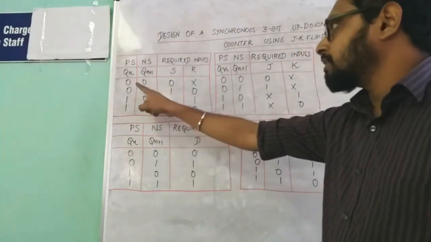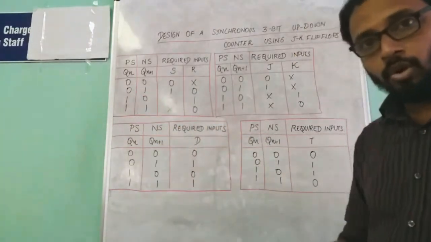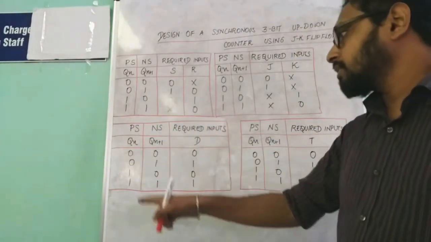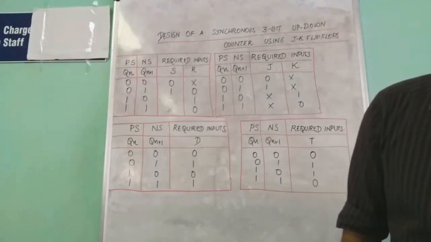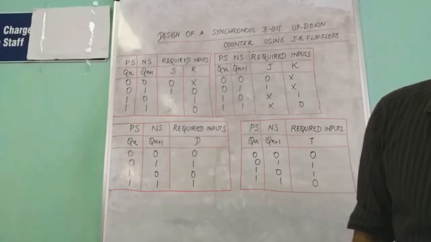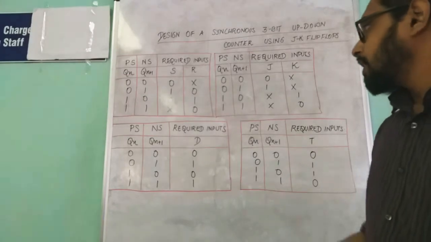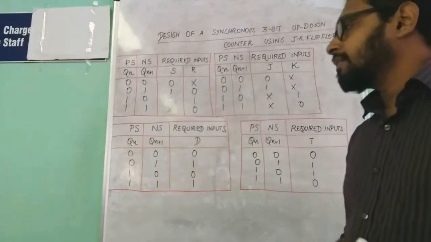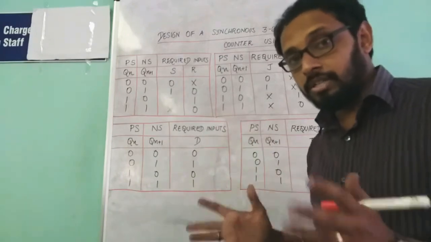The Q and Qn plus 1 values are 0, 0, 0, 1, 1, 0, 1, 1 for all the cases. But you need to understand, because these all are important in the case of synchronous circuit design.